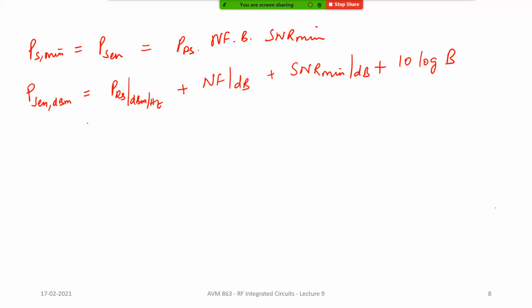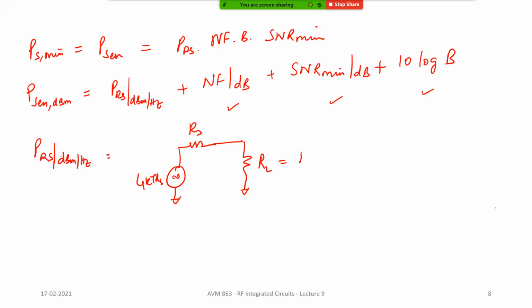Now, NF we know, SNR min we know, 10 log of bandwidth we can take. So what is this PRS in dBm per hertz? Basically, it is this 4kTRS. You have RS, and then you assume that the load RL is equal to RS. Now this RL is nothing but the input impedance of your receiver. For maximum power transfer, you need conjugate matching, so RL is equal to RS, or the Rin of your receiver is equal to RS.